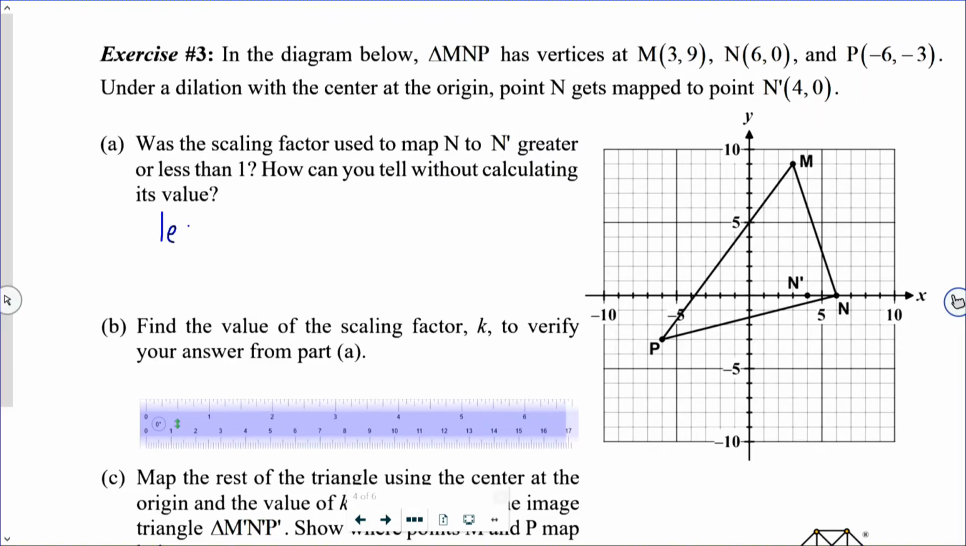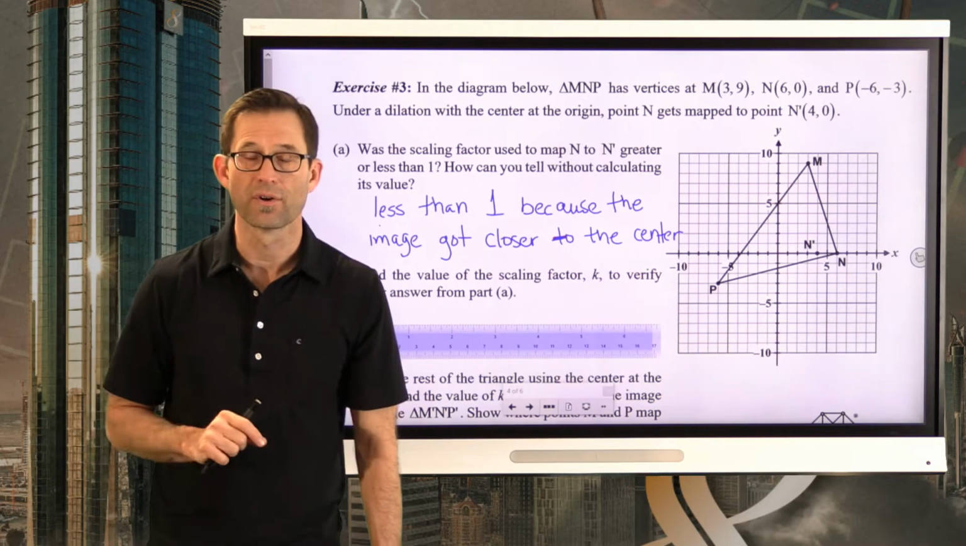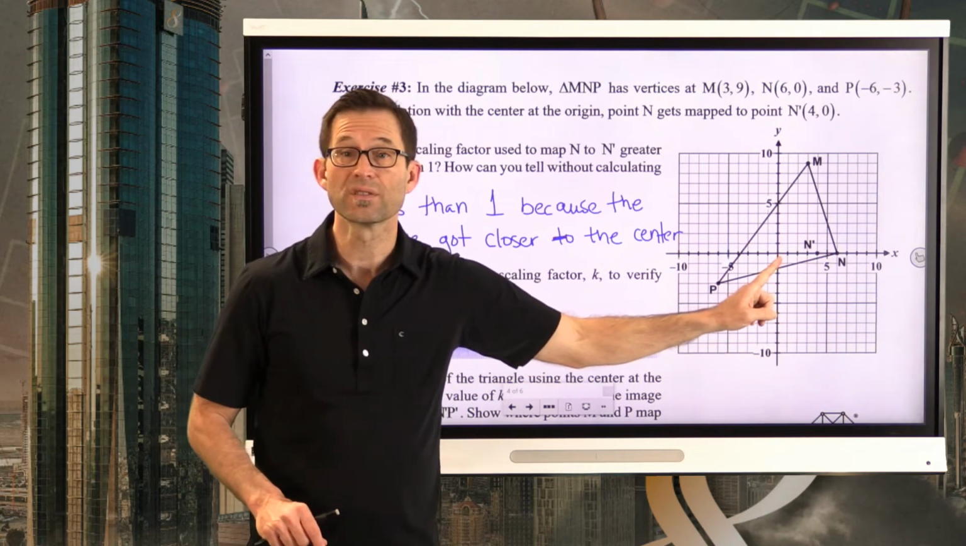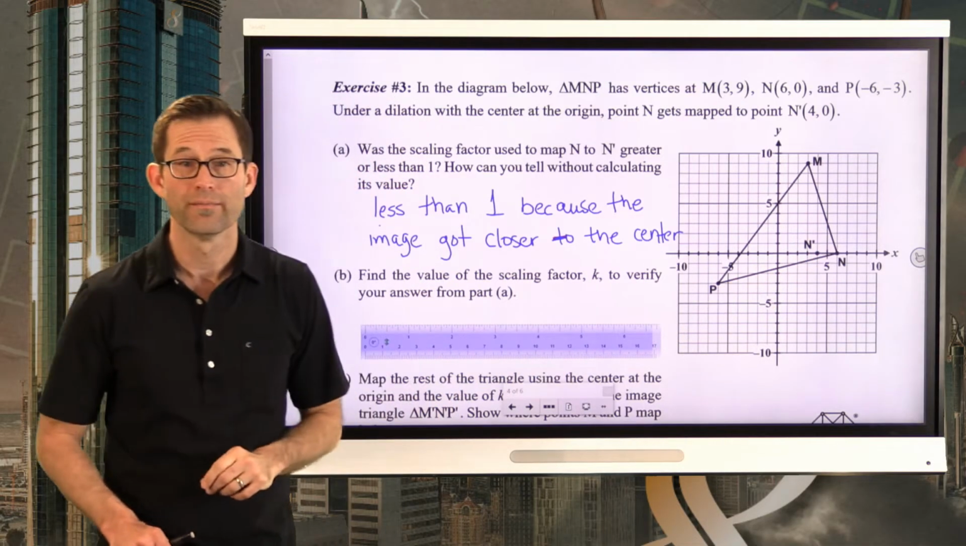So, less than 1 because the image got closer to the center. There we go. The image got closer to the center. All right, it's that simple. The original point was 6 units from the center, and the image point is 4 units from the center.